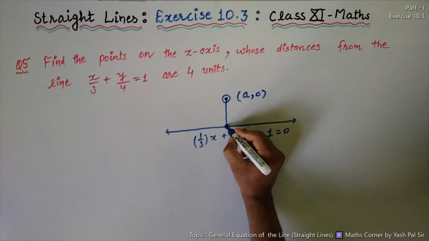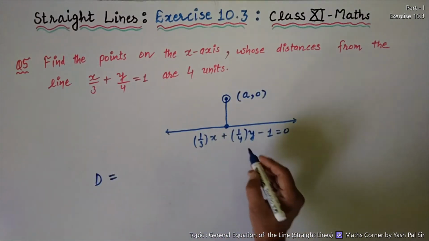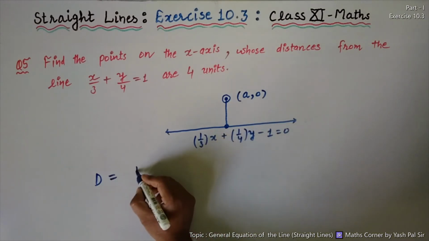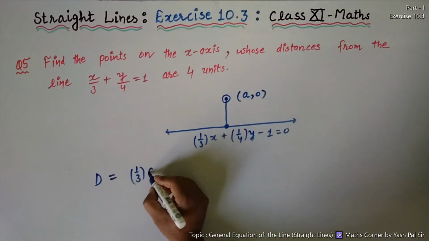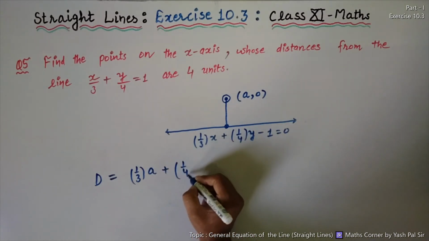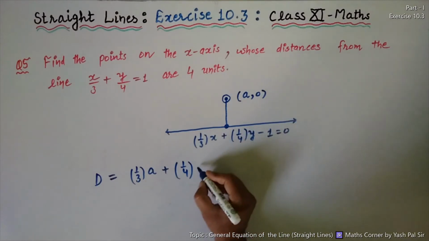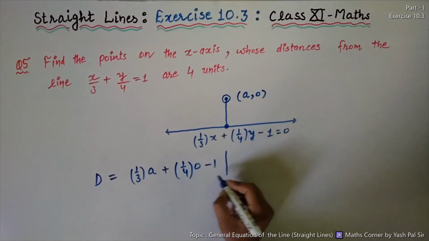So like the previous question we have solved, we can find the perpendicular distance d is equal to: x coefficient is 1 upon 3, in place of x we write a, plus y coefficient is 1 upon 4, in place of y we write 0.